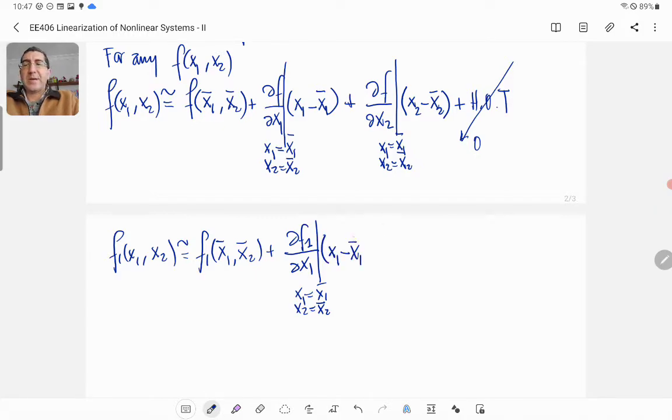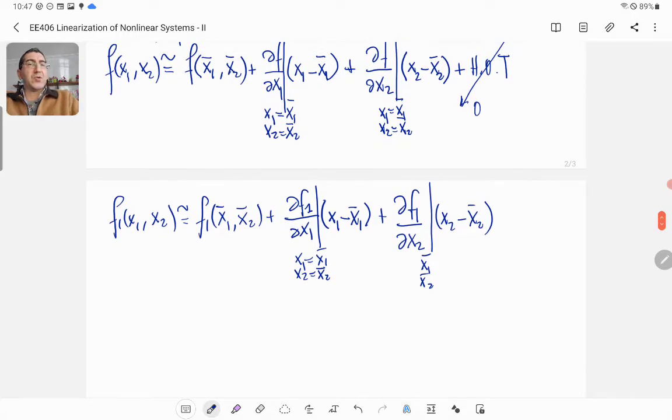Okay, (x1 minus x1 bar) plus df1 over dx2. So f1's derivative with respect to x1 and x2, evaluated at x1 bar, x2 bar, times (x2 minus x2 bar). So this is an approximation. I don't care about the higher order terms anymore.